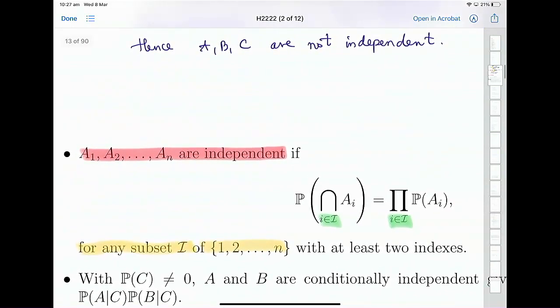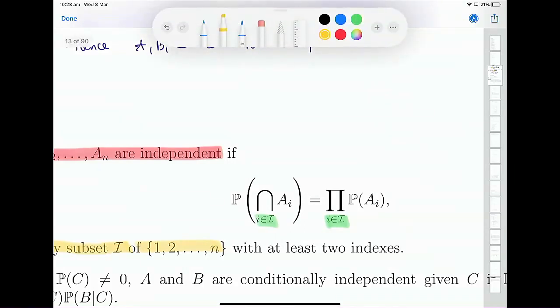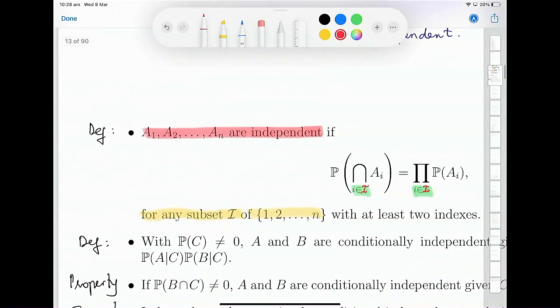So if you have n events, they are independent if the probability of the intersection of A_i for i in a subset I equals the product of the probability of each element in this set I. And this set I is any subset of 1, 2, 3, up to n with at least 2 indices.